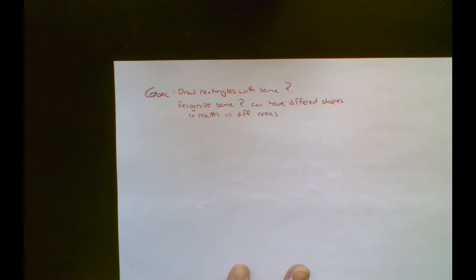Goal for this lesson, what I want you to get out of it. I want us to be able to draw different rectangles with the same perimeter. I give you a perimeter, you give me all the rectangles with that perimeter. Recognize that the same perimeter can have different rectangle shapes, which also results in different areas. So a lot of drawing rectangles. We're just going to draw, but then recognize how perimeter plays a role in that.